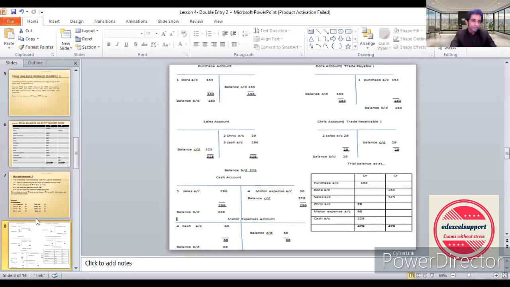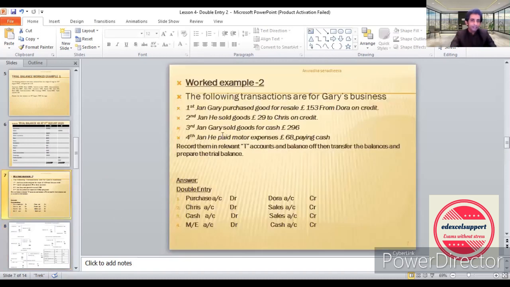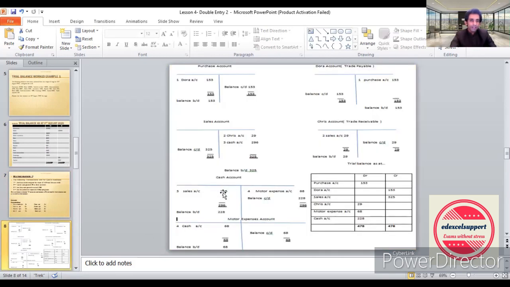So next one is 3rd Jan. Gary sold goods for cash. So it's a cash sale, cash account debit, sales account credit. Third one. So we record that. That is our cash account. This cash account debit 296. And you write your relevant other account, sales account, and the date. If you go to sales account, sales account credit that 296. You write the cash account and the amount. Date, I'm sorry, the date.